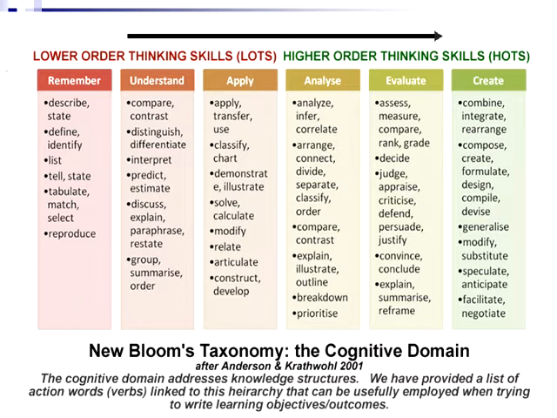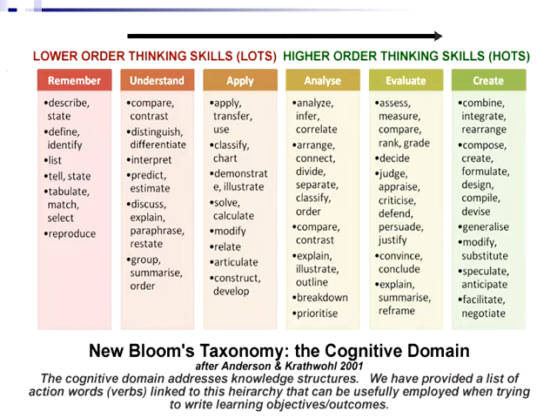So the next one is understand, and the kind of words which go with that is compare, contrast, distinguish, differentiate, interpret, predict, estimate, discuss, explain, paraphrase, restate, group, summarize and order. The next group is apply, and the kind of words associated with that are apply, transfer, use, classify, chart, demonstrate, illustrate, solve, calculate, modify, relate, articulate, construct and develop. So those were the three lower order thinking skills, remember, understand and apply.